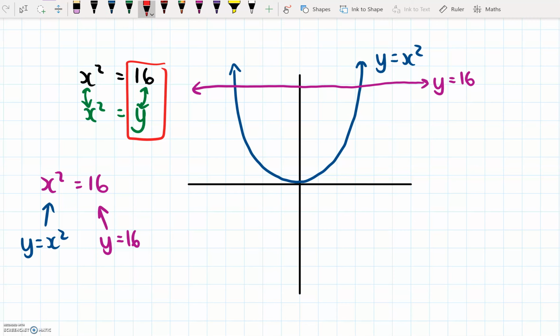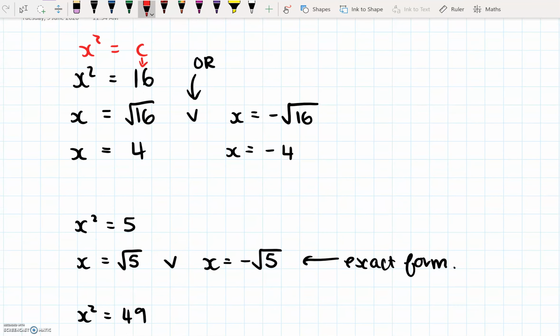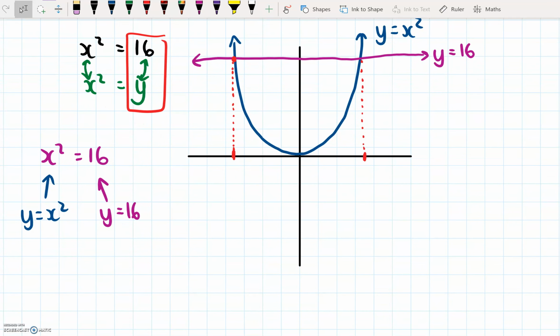And if you look at this point here and we take it down to the x-axis, you guys have already solved this. This was a sketch, not an exact answer, because you already said way back here that the answer was 4 and minus 4. So where these two lines meet is x equals minus 4, and this is x equals 4. That's what we're actually finding when we do these.